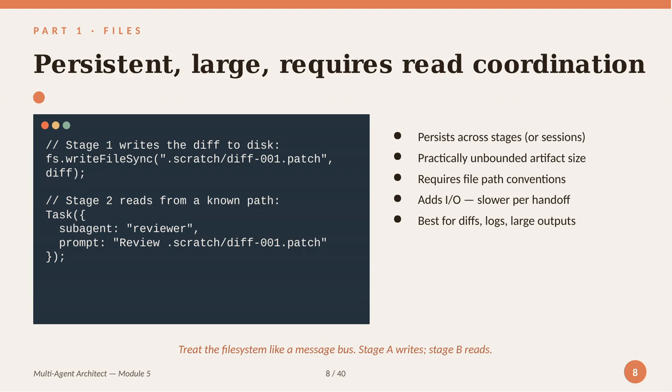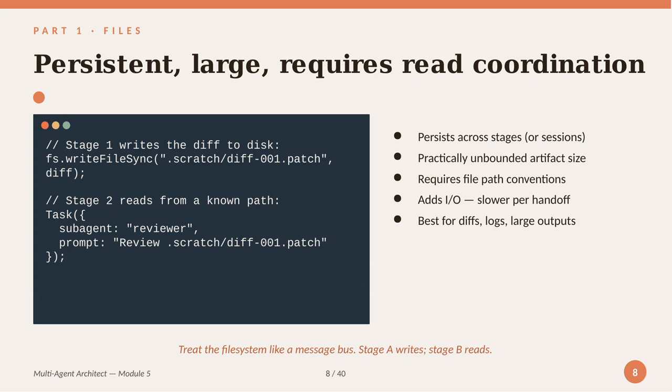What you get. Persistence. The artifact survives the call, survives the stage, even survives the session if you want it to. Practically unbounded size. Disk is cheap, and the next agent only reads what it needs. Multi-stage durability. If the system crashes mid-pipeline, the artifacts are still there.